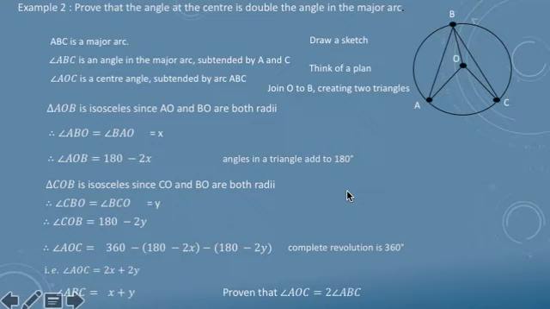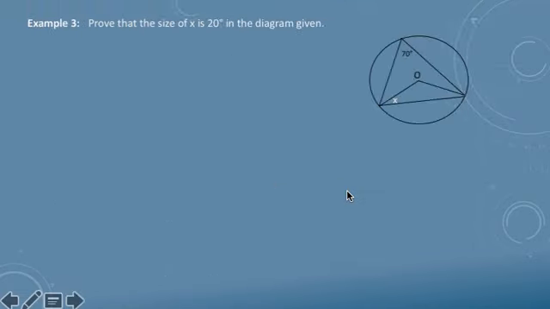Okay. All right, last example for this set of slides. Prove that the size of x, so the x there, is 20 degrees. So we've been given a diagram this time. We don't have to draw it, but we have to prove that this is 20, given that the only information we've got is this angle here is 70. So again, we need some points, so we've got something to refer to. So we're going to say ABC.